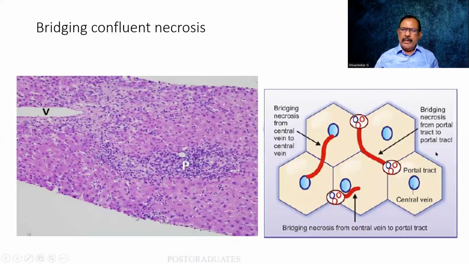This is a beautiful schematic picture. Fine. I would like you people to simply draw this. Look at this one. The red line is a bridging necrosis and fibrosis. It can be from the central vein to the central vein of another lobule, or from the portal triad to another, or from the portal triad towards the central vein. So this is called the bridging necrosis or the bridging fibrosis. Of course, these terms I still prefer to the recent ones of interface hepatitis and fibrosis.